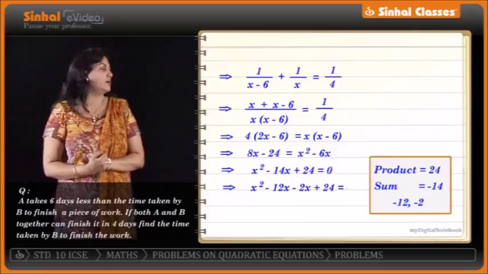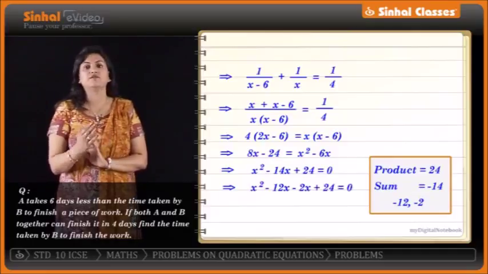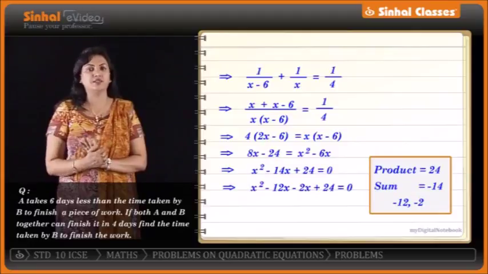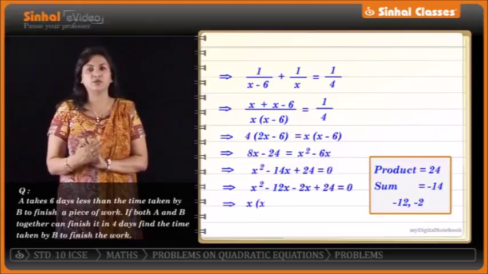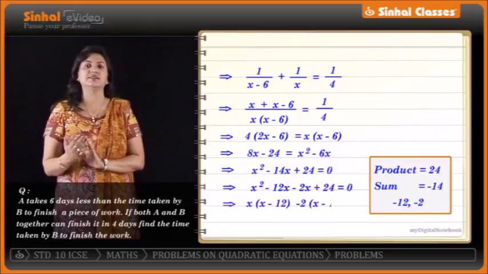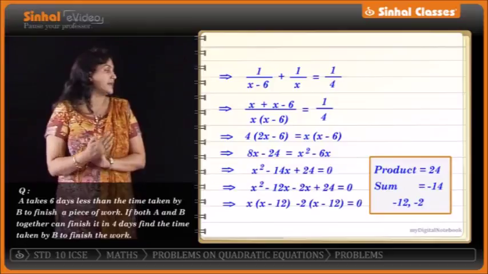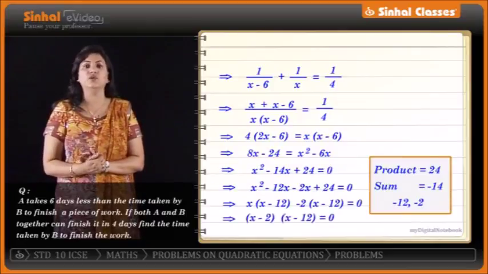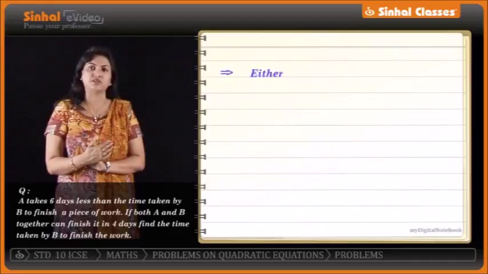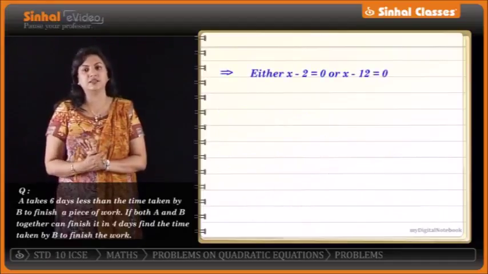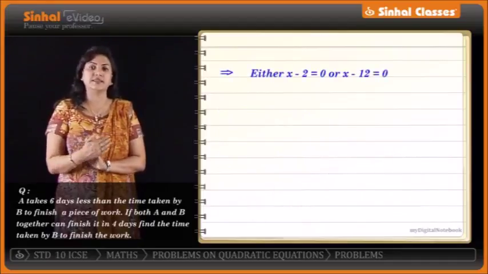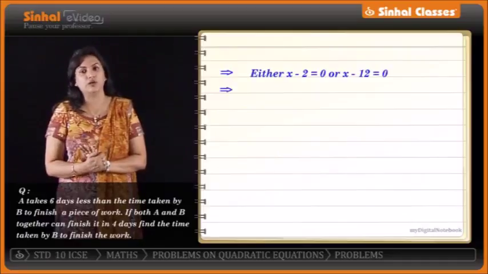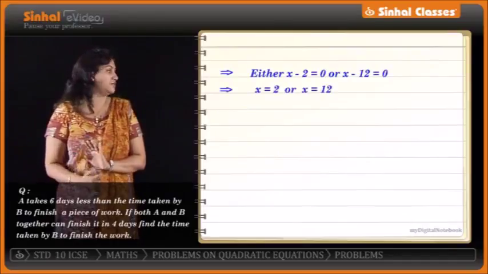From the first two terms, we have x common. From the last two, we have minus 2 common. So the equation becomes x into x minus 12 minus 2 into x minus 12 is equal to 0. That is, x minus 2 into x minus 12 is 0. So either x minus 2 is 0 or x minus 12 is 0. That is, x is equal to 2 or x is equal to 12.